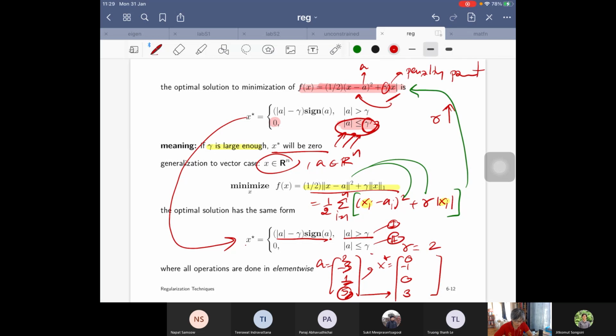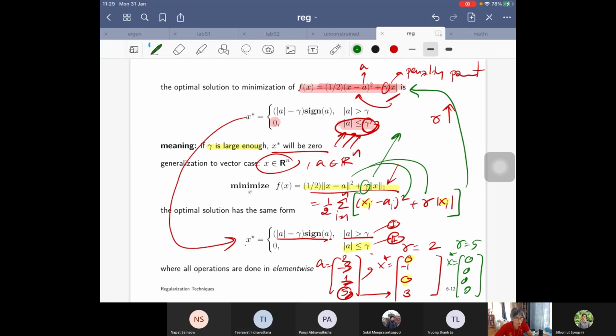Okay. So this is an optimal solution of this simple problem. And you see that some 0s occur here. So whenever this condition is satisfied, that means if I increase gamma to be 5, what happens? My x star would change, right? What if my gamma is 5, what happens? All of them would be 0. That's what I mean.